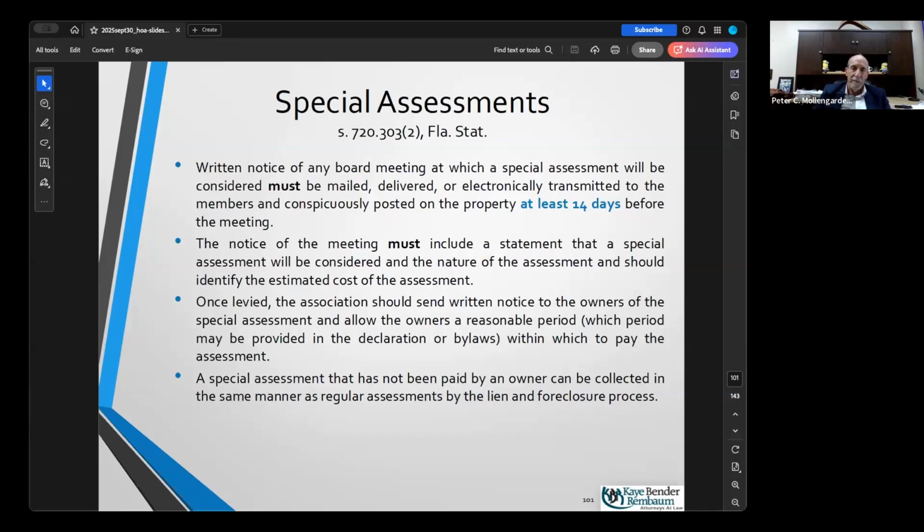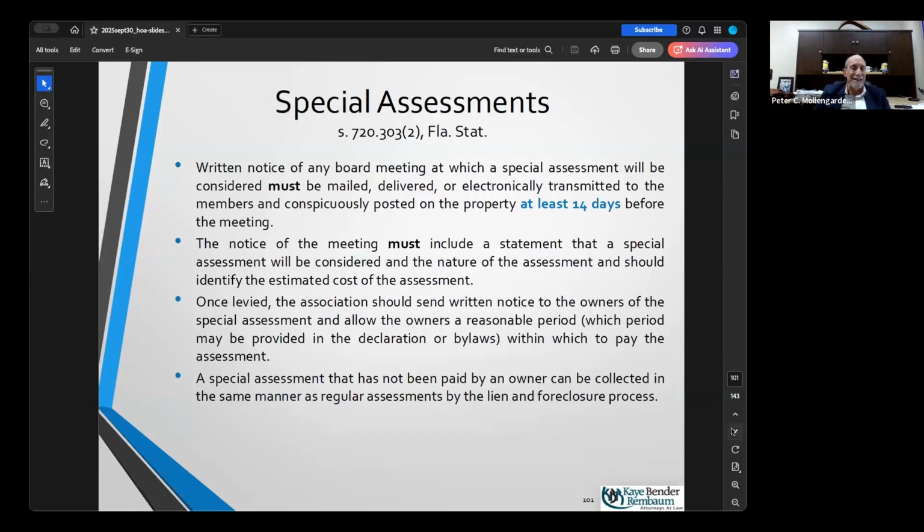As a refresher, remember, you can only electronically transmit meeting notices to those owners who have agreed in writing to receive their notice in that manner. The notice of the meeting must include a statement that a special assessment will be considered and the nature of the assessment, and should identify the estimated cost of the assessment. Once levied, the association should send a written notice to the owners of the special assessment and allow the owners a reasonable period of time, which may be set forth in your documents, by the way, within which to pay the assessment.